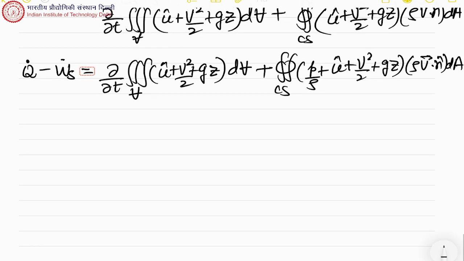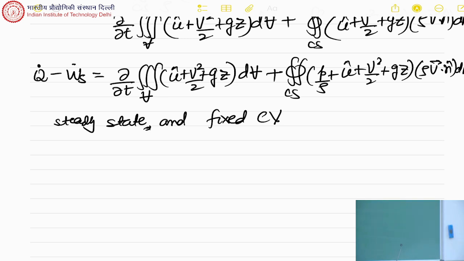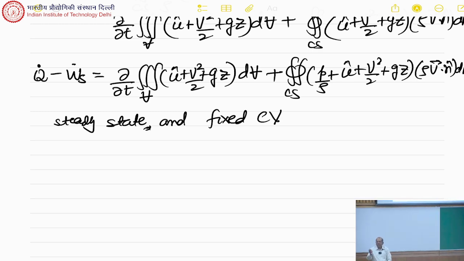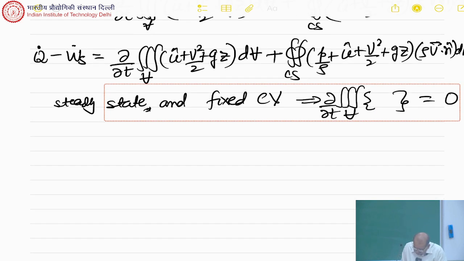So first let's look at a case. We talk of steady state flow and fixed control volume. If we have steady state and fixed control volume, then what happens? What simplification can we make? Which of these terms will go to zero? Tell me. The volume integral term, because I can take the d by dt inside if it's a fixed control volume, and because the flow is steady, things will not change with time. So if it is a steady state and fixed control volume, this implies the d by dt of the volume integral term is equal to 0. Okay. So this is the first assumption.